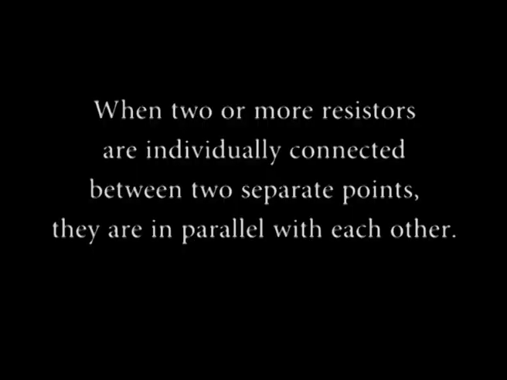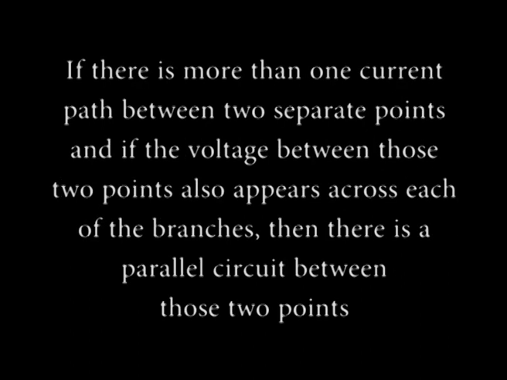So friends, this brings us to the end of our discussion in this lecture and therefore we sum up. In this lecture, we learnt that when two or more resistors are individually connected between two separate points, they are in parallel with each other. If there is more than one current path between two separate points, and if the voltage between those 2 points also appears across each of the branches, then there is a parallel circuit between those 2 points.